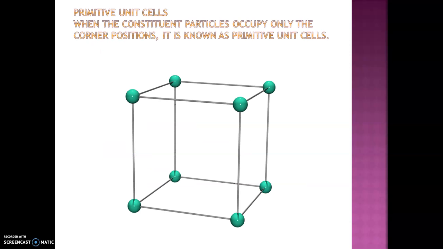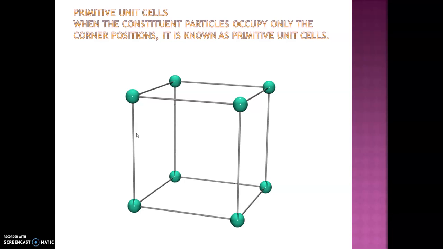So what is a primitive unit cell? In this image you can observe that the atoms, ions or molecules occupy only the corners. If the particles occupy only the corners, we can call it a primitive unit cell. For example, the simple cubic unit cell. So this is a primitive unit cell, with particles only at the corners.